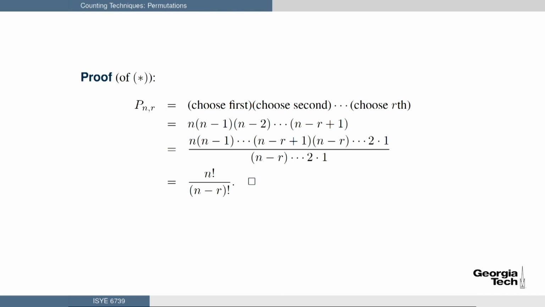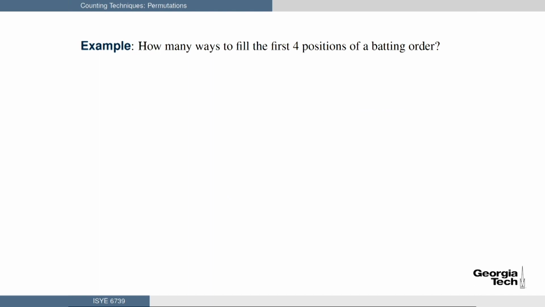We are done. As an example, how many ways can I fill the first 4 positions of that batting order? Well, I've got n equals 9 players, r equals 4 positions. I want the permutation of 9 things taken 4 at a time. I care about the order, so that's 9 factorial over 9 minus 4 factorial, and that turns out, after the smoke clears, to be 3,024 ways.